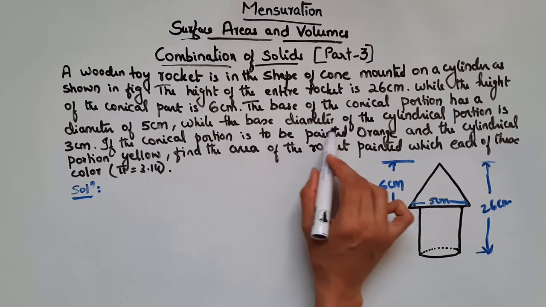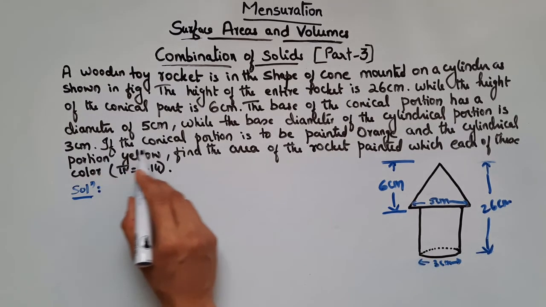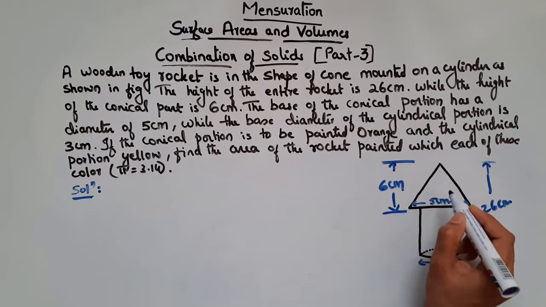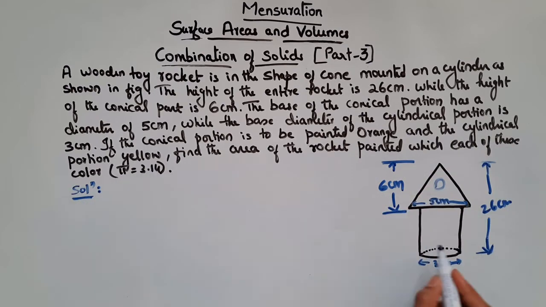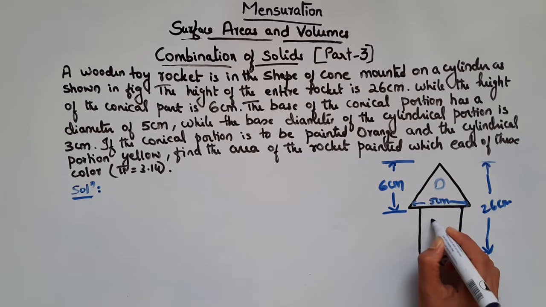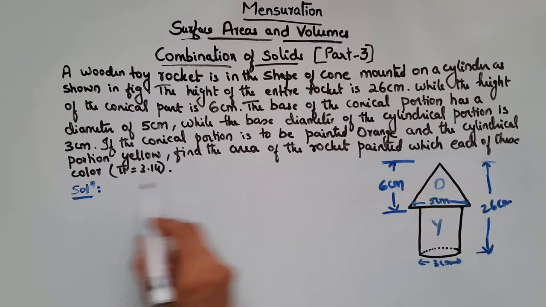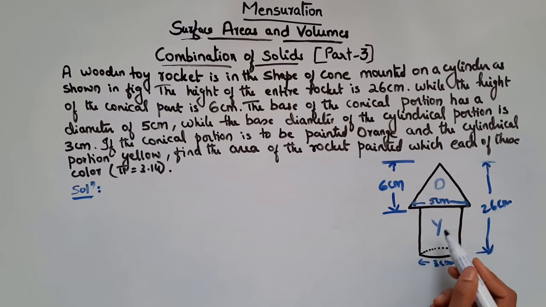While the base diameter of the cylindrical portion is 3 centimeter, which means this is 3 centimeter of the cylinder. If the conical portion is to be painted orange, that is this part, this is the conical part, so this has to be painted with orange, and the cylindrical portion yellow. So this is the cylindrical part, so this has to be painted with yellow. Find the area of rocket painted with each of these color. So we have to find the area of orange paint and the area of this yellow paint.